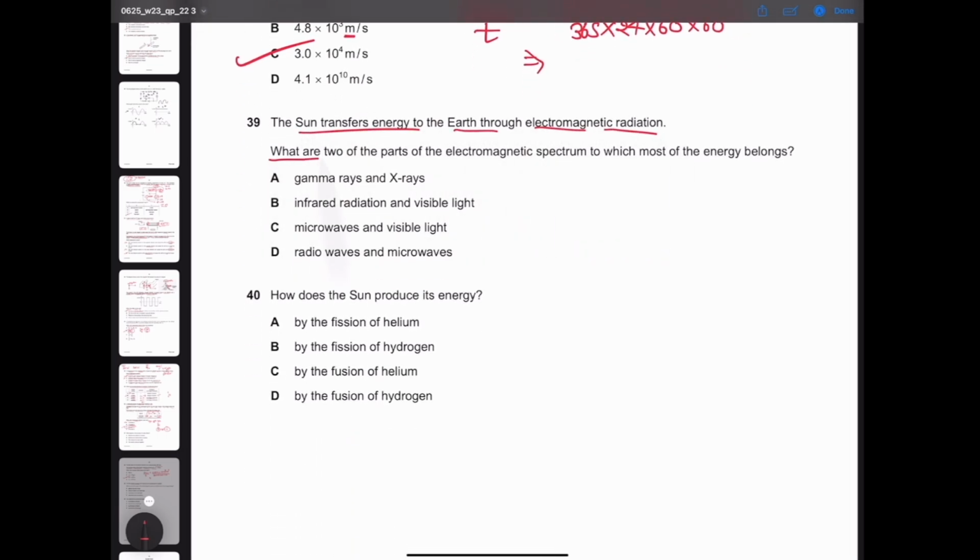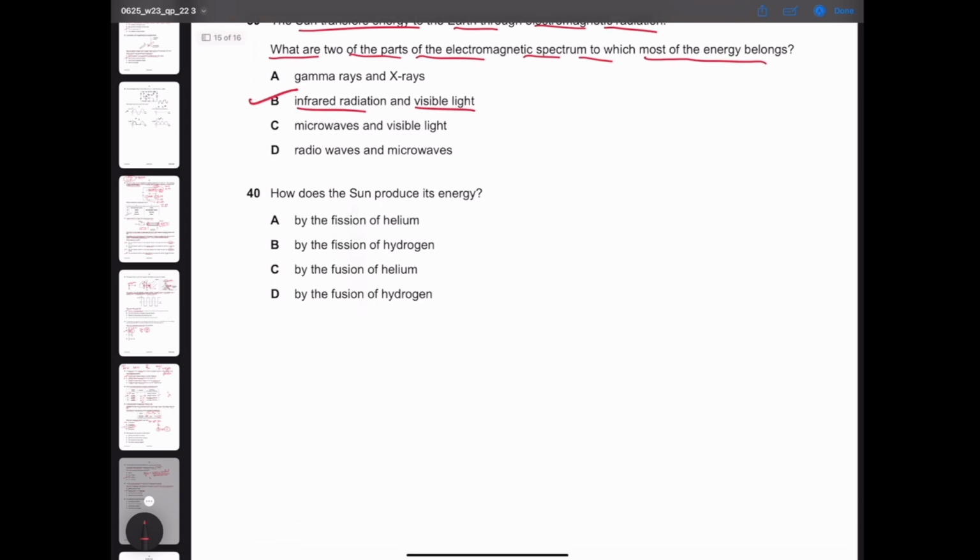The sun transfers energy to the earth through EM radiation. What are the two parts of the EM spectrum to which most of the energy belongs? We need to remember that most of the energy is in the form of infrared radiation and visible light. Now, how does the sun produce its energy? We know that the sun is a star and it produces its energy mainly by fusion reactions, mainly fusion of hydrogen. So the correct answer should be D.